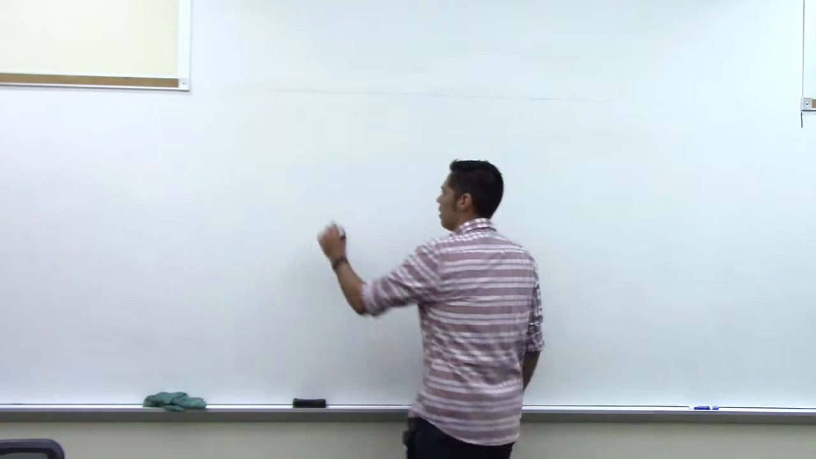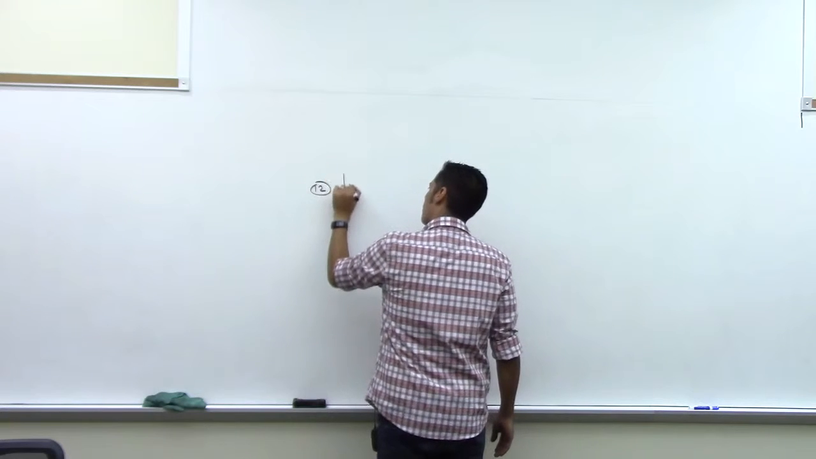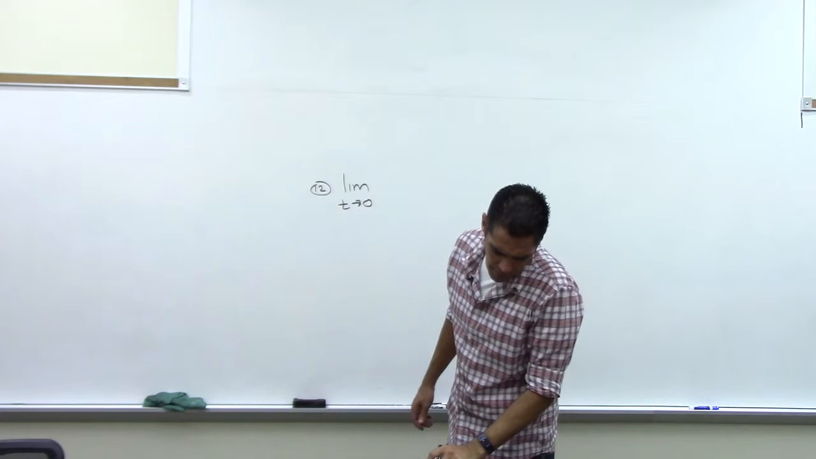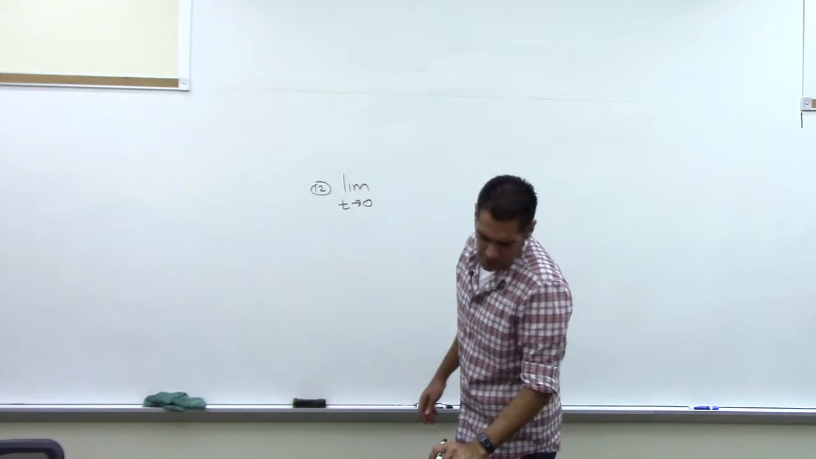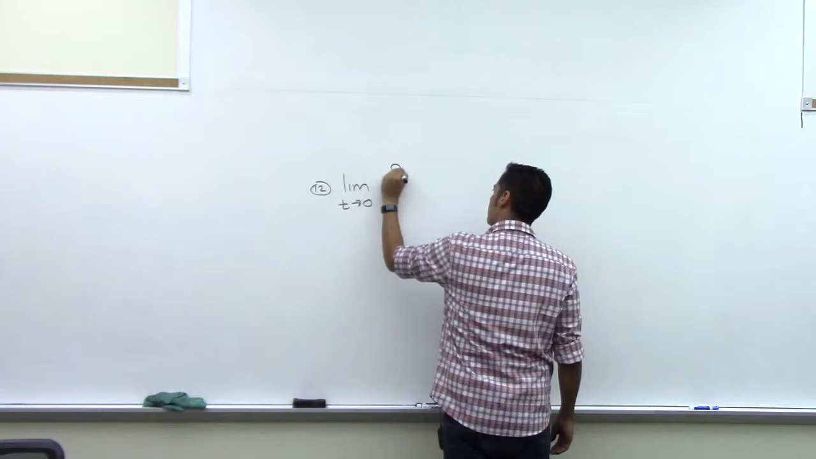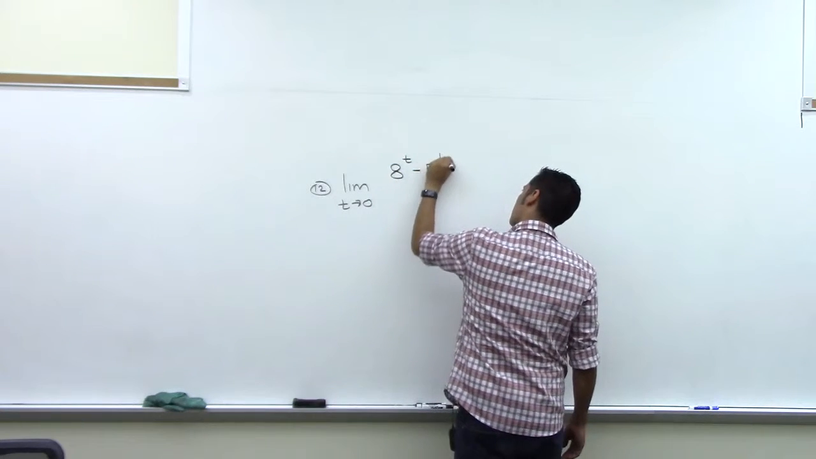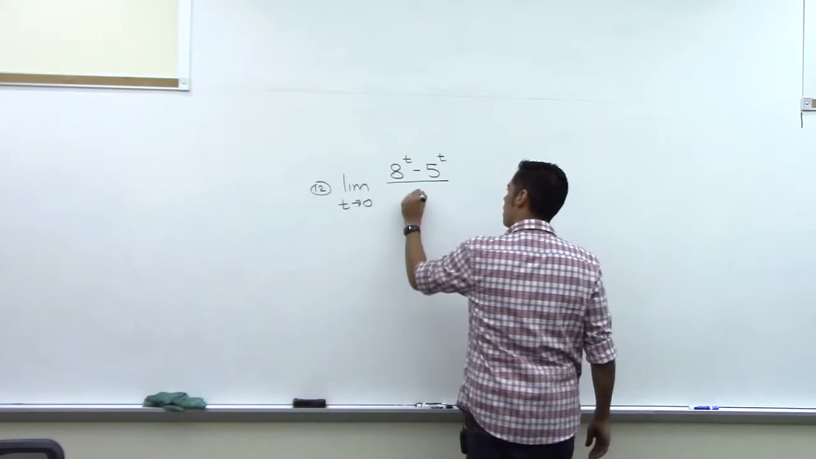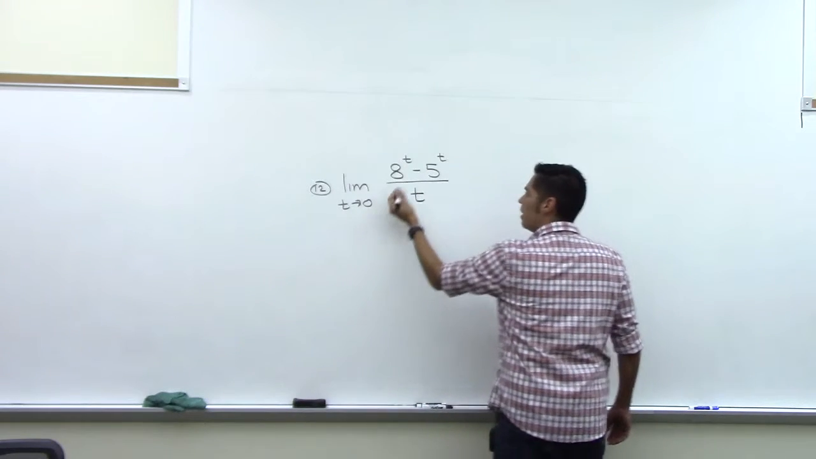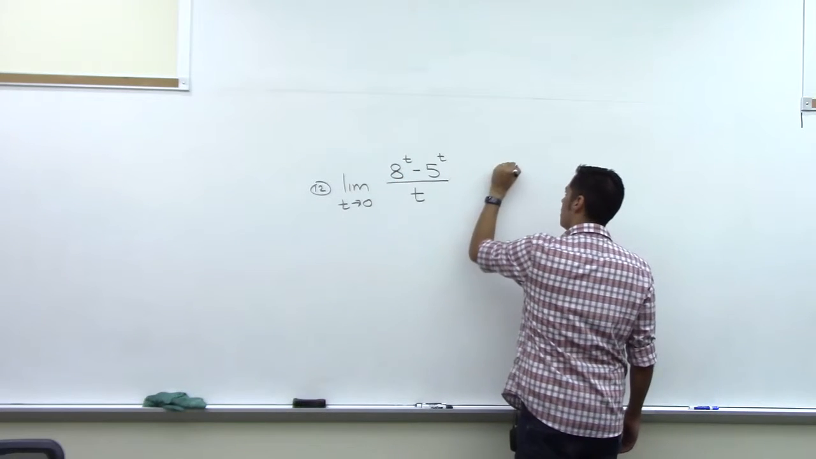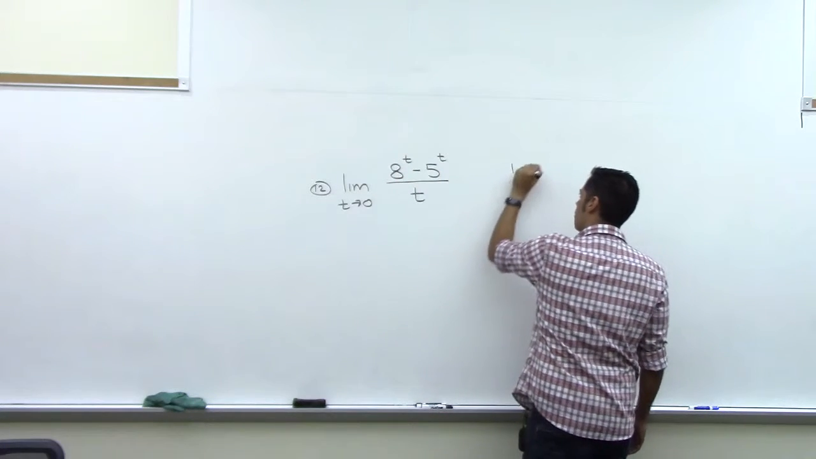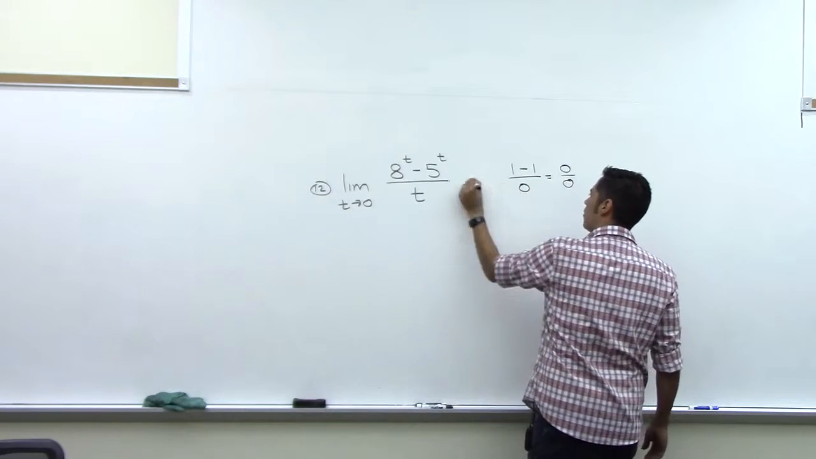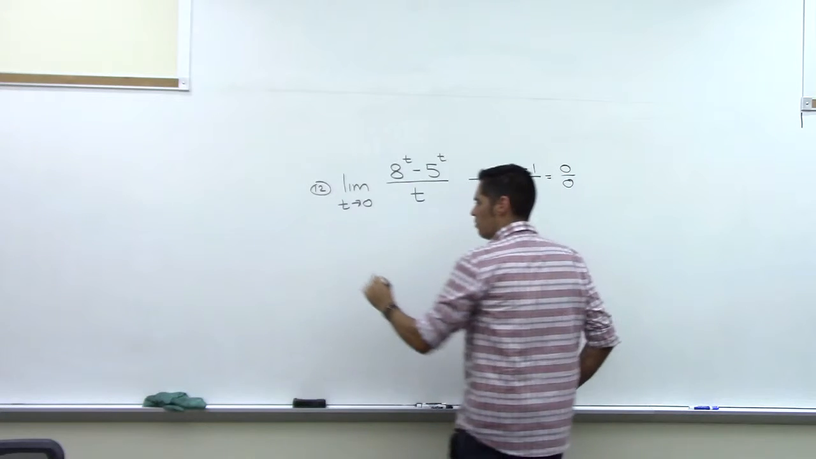Limit as t goes to 0 of (8^t minus 5^t) over t. So let's let t go to 0. 8 to the 0 is 1. Minus 5 to the 0 is also 1. Over the bottom is headed to 0. So this is going to 0 over 0. So that's where it's headed. I can apply L'Hopital's rule.